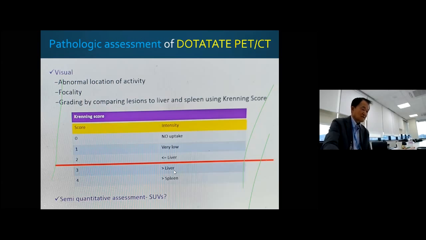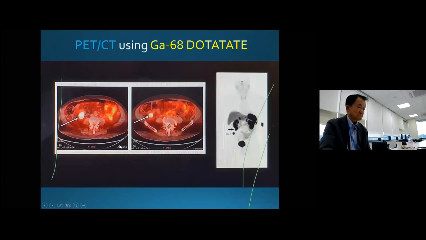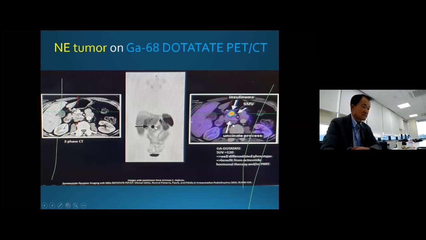Based on the liver activity or spleen activity, it is certainly greater than spleen activity. It's a high score. Very low liver, very low. So you can say it's almost the same intensity as spleen. So it's a grade score, maybe 4. Yeah, lesions here, very intense. It's very intense. And the pancreatic uncinate process maybe.